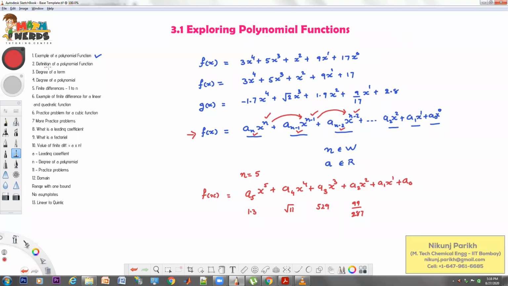The second topic is the definition of a polynomial function, which we have covered over here. Okay, so that part is covered. Now we'll go for this third topic, degree of a term.